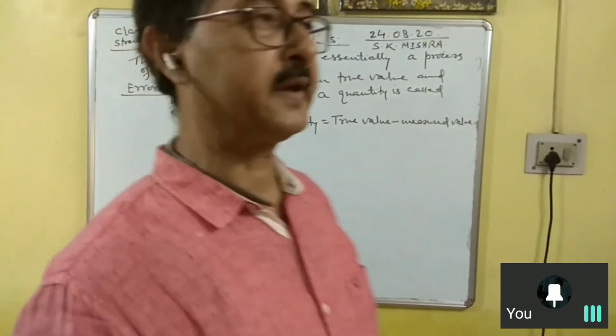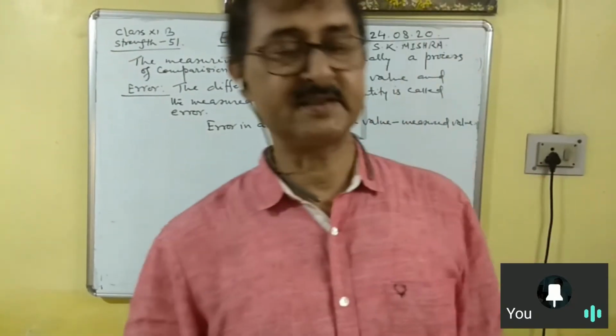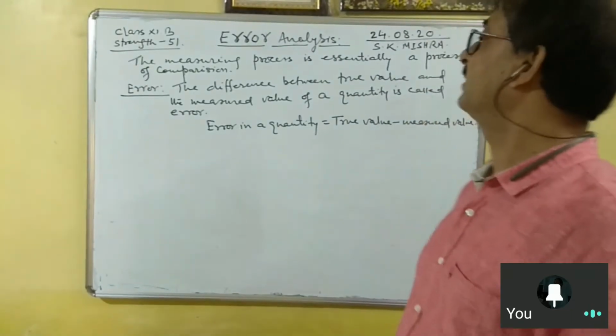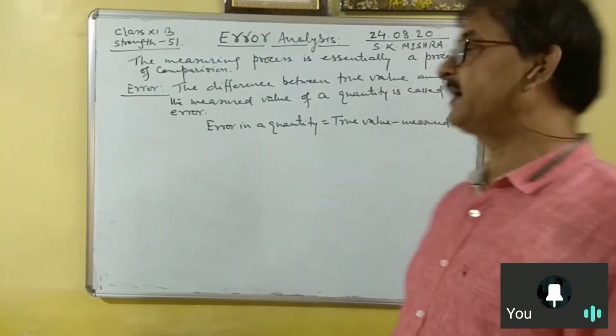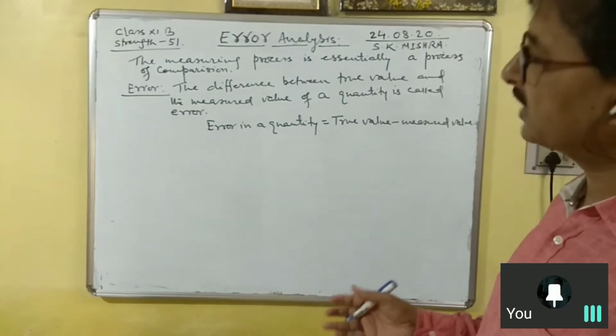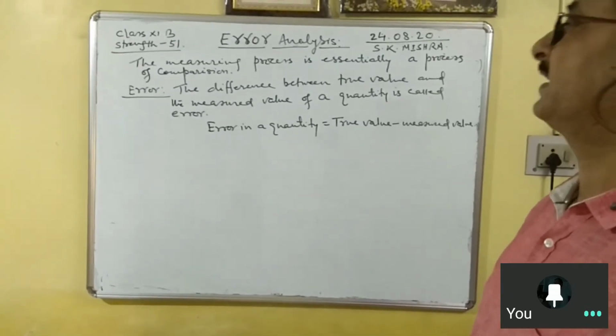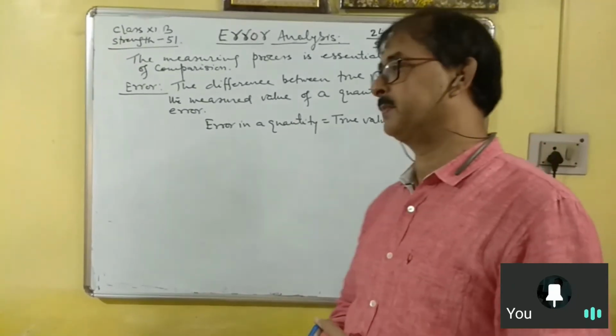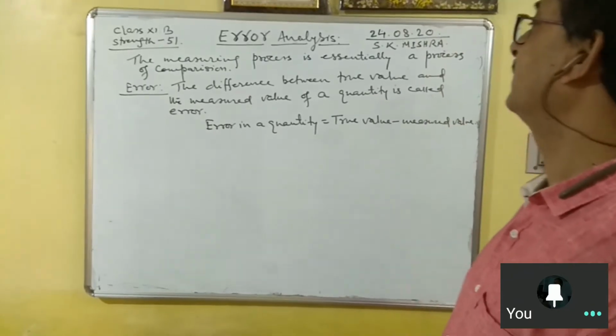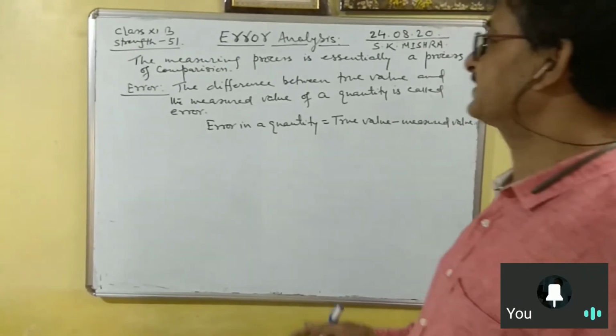Today's topic is error analysis. After finishing the dimensional analysis, now this is the part of the first unit, that is the measurement system, the unit and measurement chapter, and error analysis is the part.